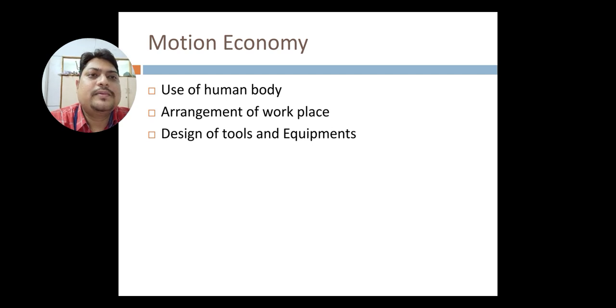Then design of tools and equipment. Generally for the work which we carry out, a particular kind of equipment is needed, and in that equipment the related tools are required. Suppose, for example, for a threading operation, you cannot use a turning tool for doing the threading. For threading you need a separate kind of threading tool.